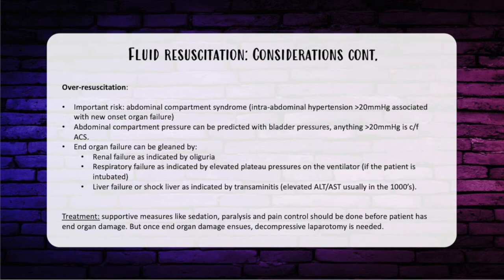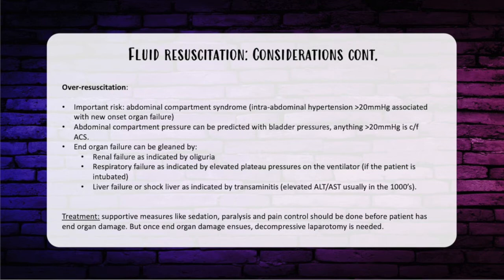I'm going to touch on this a little bit, taking it back to my gen surg days. Abdominal compartment pressure can be predicted with bladder pressures, and anything over 20 millimeters of mercury is concerning for abdominal compartment syndrome. End organ failure can be seen as renal failure, indicated by oliguria, and respiratory failure, indicated by elevated plateau pressures on the ventilator if the patient is intubated. They can also have liver failure or shock liver, usually indicated by transaminitis, with elevated ALT and AST, usually in the thousands range.